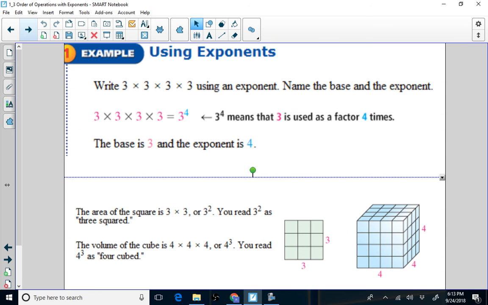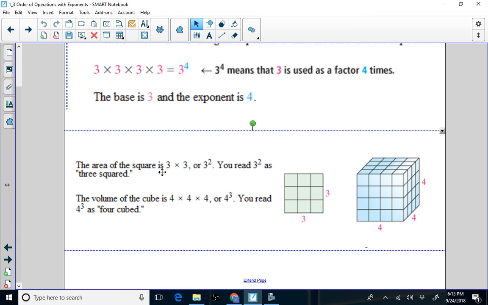All right. When I'm using exponents, I write 3 times 3 times 3 times 3 using an exponent. The base number and the exponent, if I name them, my base number is 3 because that's my factor. My exponent is 4 because 3 is being used as a factor 4 times.